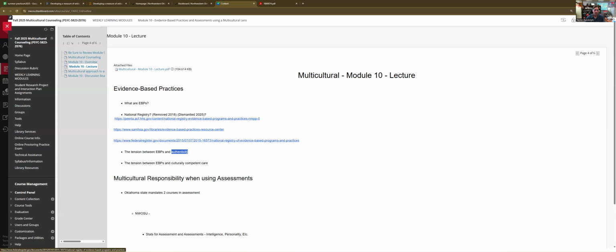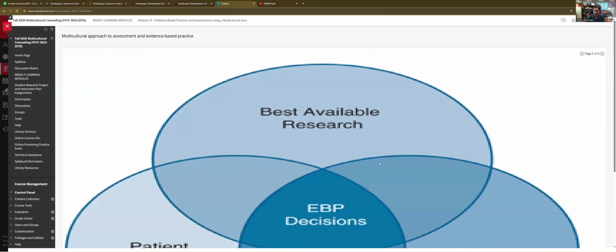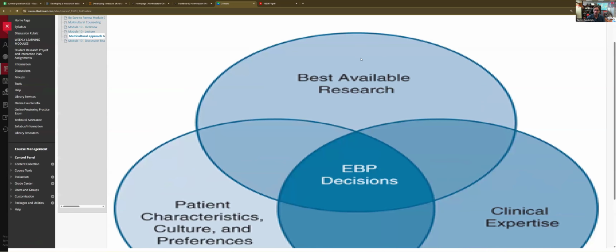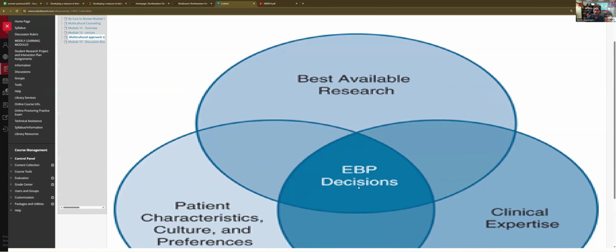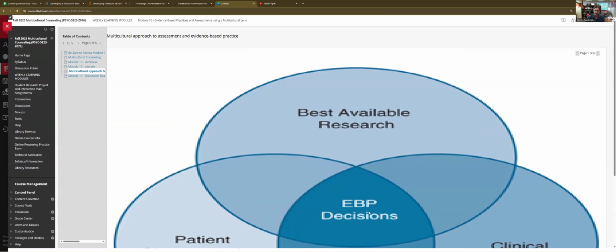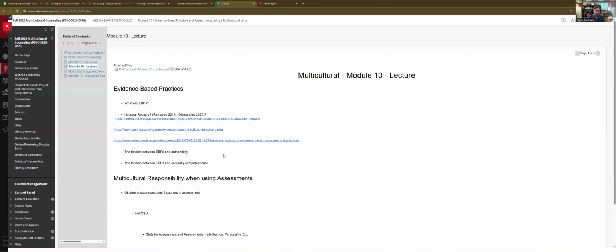There are some stats in there about how, even if you try to apply an evidence-based model, there may be some inherent microaggressions built in. So that's where it's important to ask, how can I combine my expertise with the client with what I know about this practice? This is the sweet spot, the Goldilocks zone that we're shooting for when we're talking about evidence-based practices. There is some tension between authenticity and EBPs, and often tension between EBPs and culturally competent care, because of how the studies have been produced. Not always, but oftentimes.